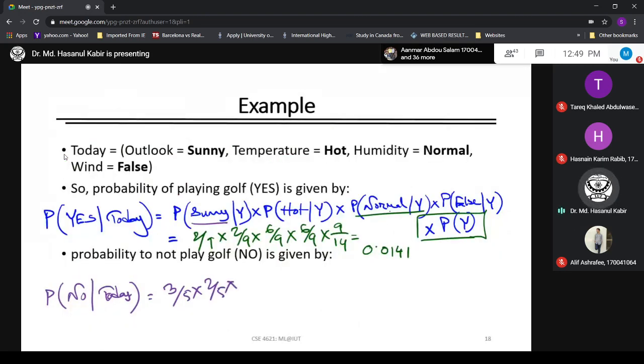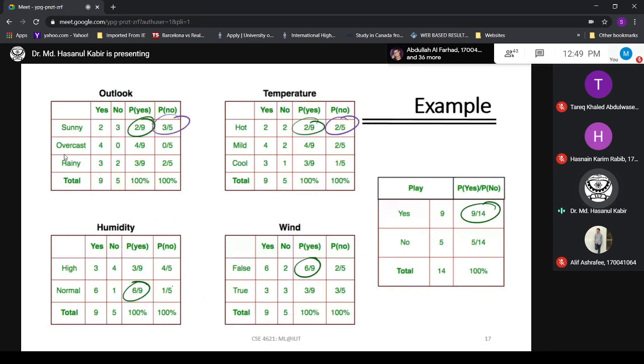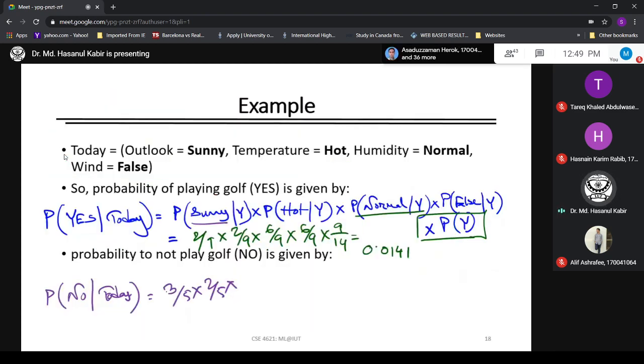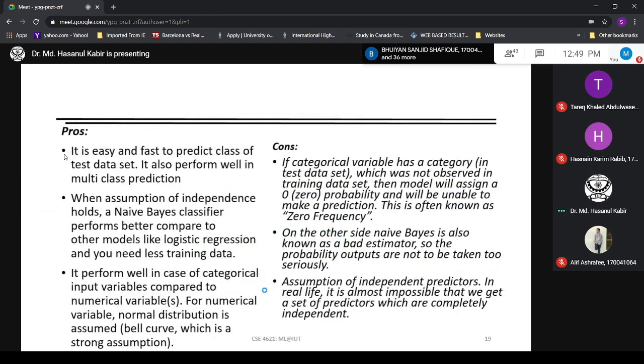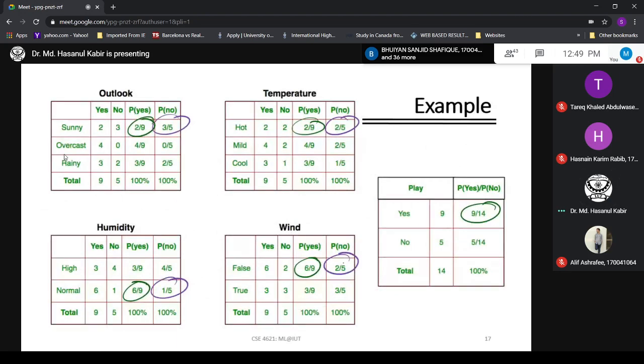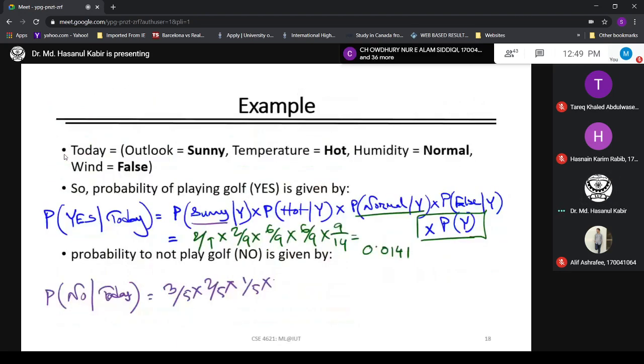And then normal, given that you did not play. Where is that one? This is that one. Given no, you didn't play, but the humidity status was normal. So this is the probability. So basically I have 1 by 5. And then finally, the wind was false, given that you didn't play. Where is that one? Is that one, right? So you have 2 by 5. And finally, over here, what do we have?